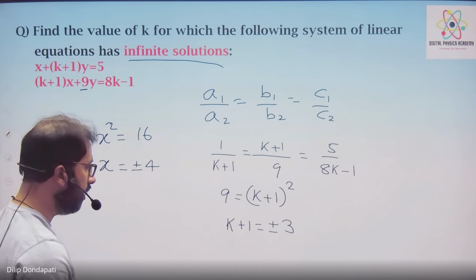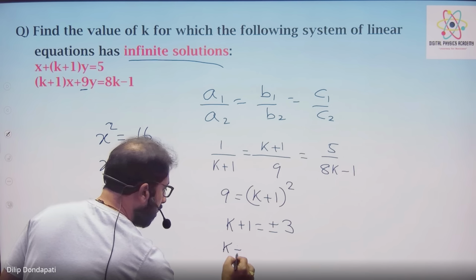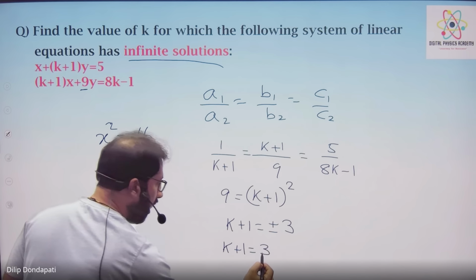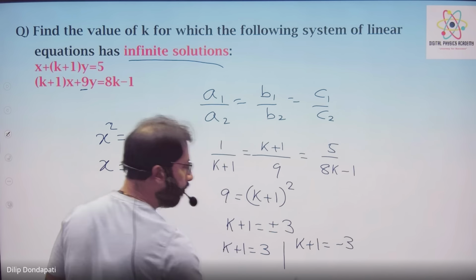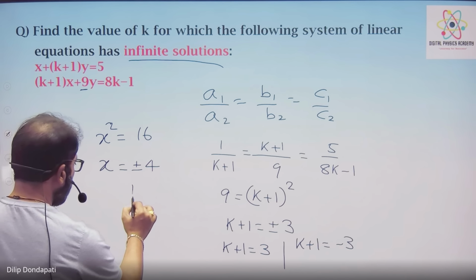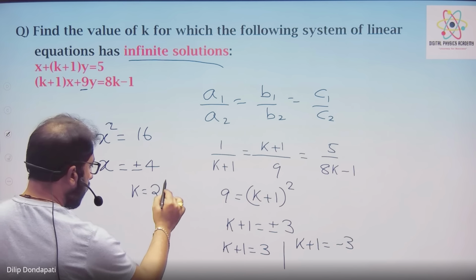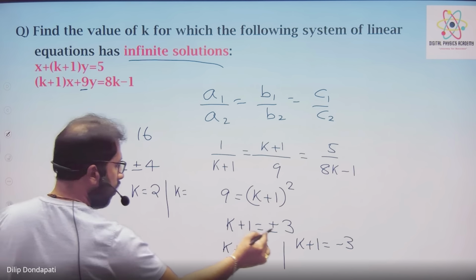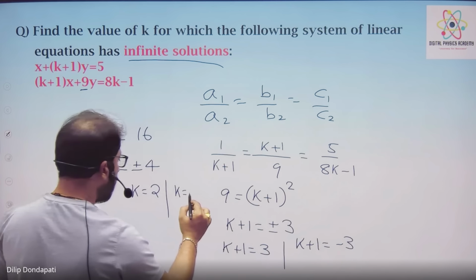Now मतलब what is meaning of plus or minus? One equation K plus 1 is equal to 3. Other equation is K plus 1 is equal to minus 3. Right? 2 values will get here. Now substitute, K value is how much? K plus 1 equal to 3, if you send 1 this side, 3 minus 1 is 2. One value you got. दूसरा K plus 1 equal to minus 3, if you send this side, minus 3 minus 1 is minus 4.